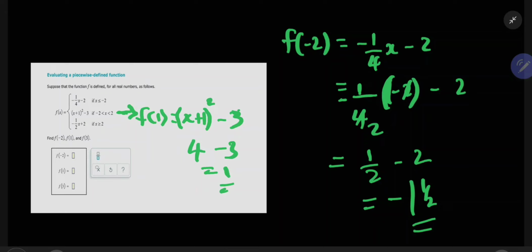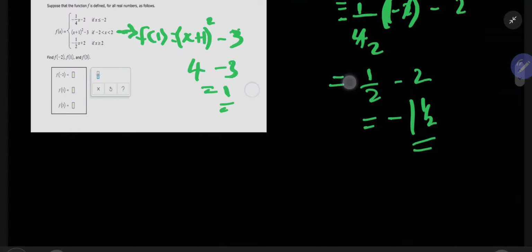What is f of 3? So take out 2 minutes, try to figure out what f of 3 is. And if your guess is right, your interval will be coming from the third one, because it says if x is greater than or equal to 2, and 3 is greater than 2. So you'd be using this expression.